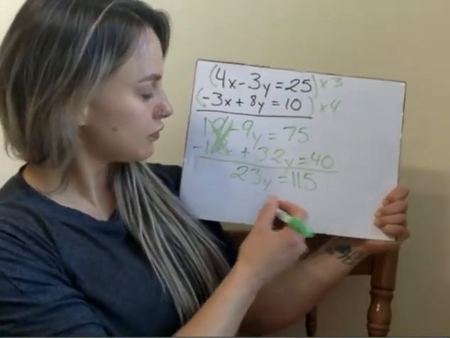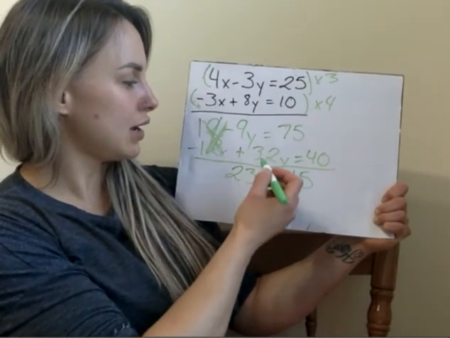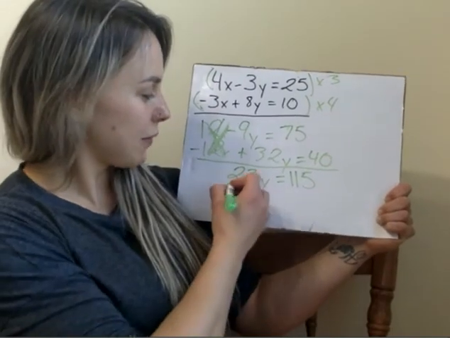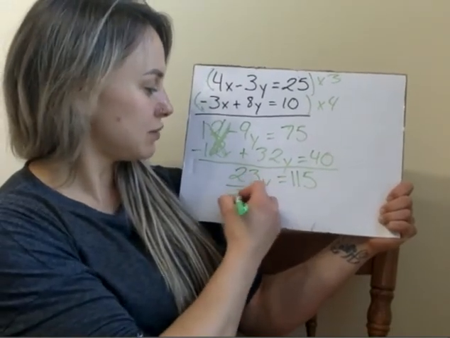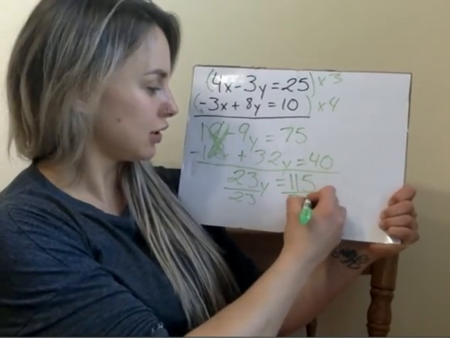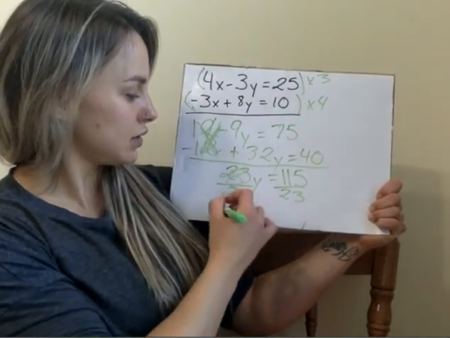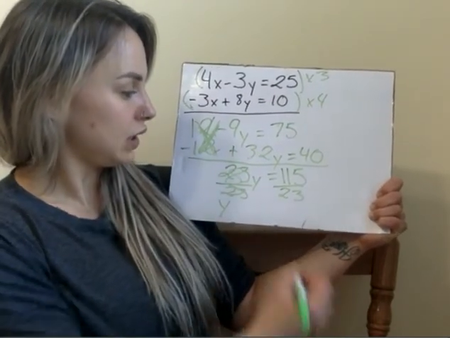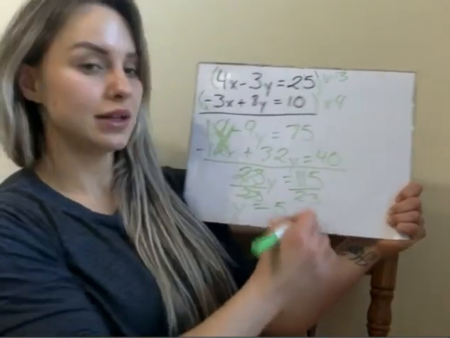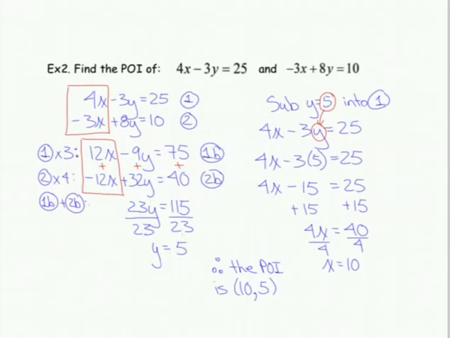Cool. So negative 9y plus 32y is 23y. What we now have to do is divide both sides by 23. And so this gets rid of this here, so we now have y equals, and this is 5. All right, let's double check that I got that right. Yeah, I did.